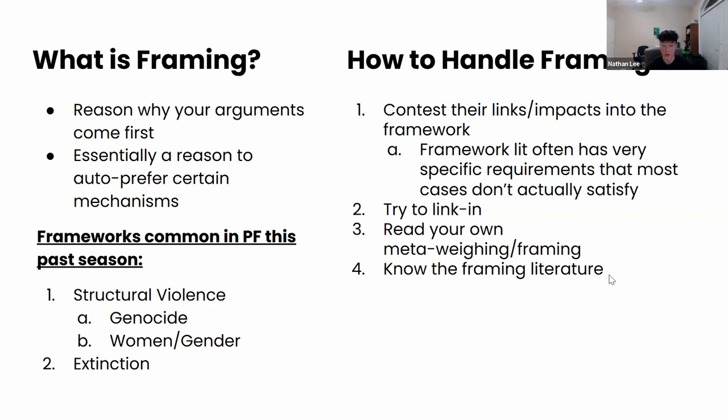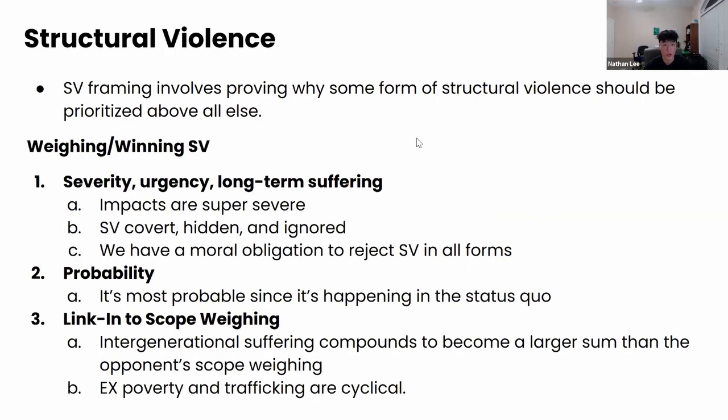This is probably the more strategic move to make, which is when you just handle a completely different perspective in terms of framing. And then, like I said before, know the framing literature, because the better you know it, just like knowing your card and substance, the better advantage you can take of it. All right, so we'll do SV and extinction, and if you have more types of framing you want to talk about, feel free to ask.